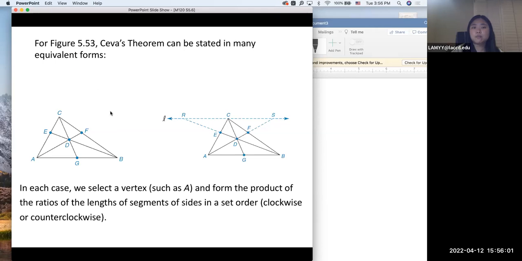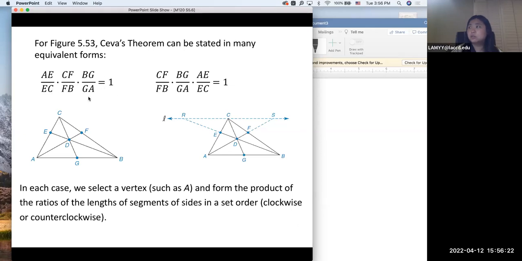Okay, and the Ceva theorem can be stated in many equivalent forms. So this is one way. They just try to multiply it in a different way. It's going to be the same thing. It's like multiplication, you could switch the order, right? Just like 2 times 3 equals 3 times 2. This is the same idea.